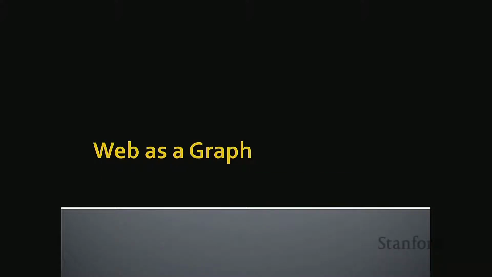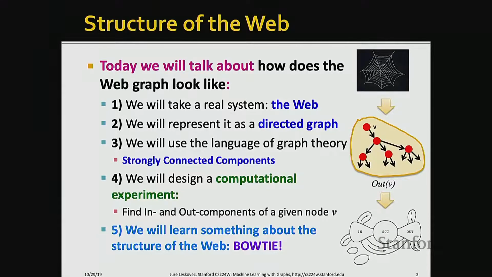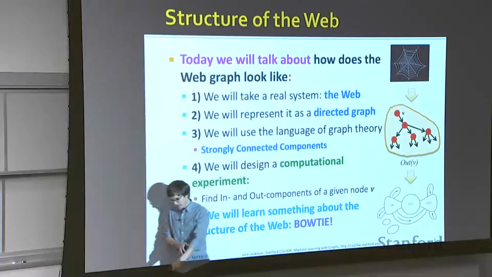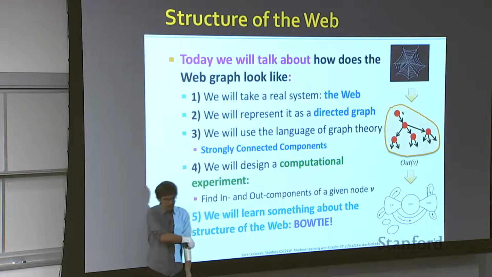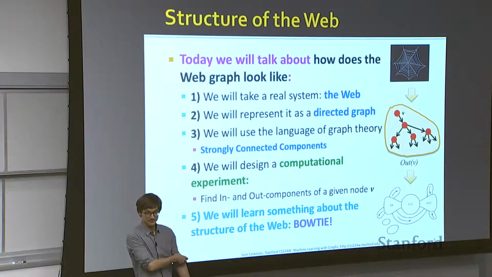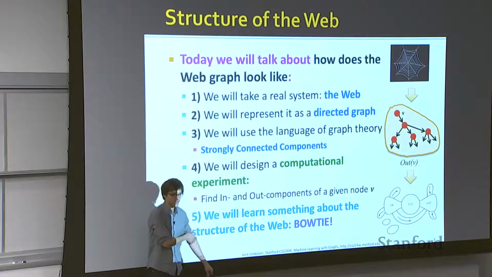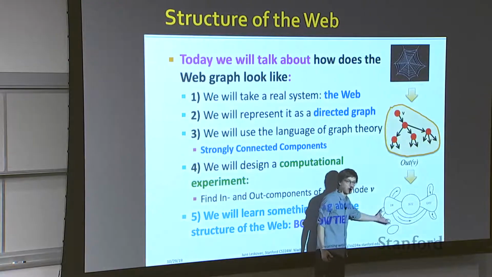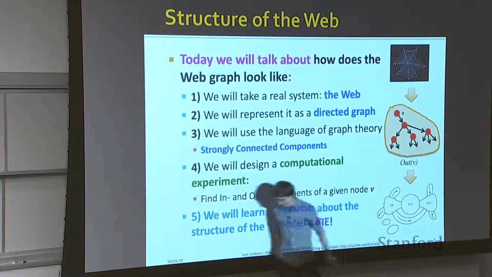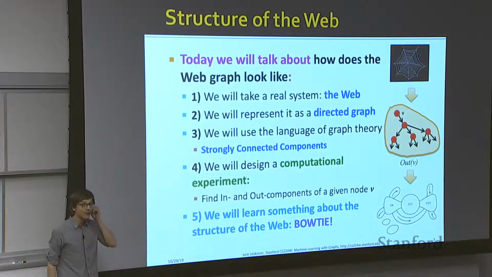Okay, so we will start the following. We'll start looking at the web as a graph. The idea is that we will take a real system, we'll take the web, and we will represent it as a directed graph. And then we will use the language of graph theory in terms of strongly connected components, and we will design a computational experiment to learn something about the structure of the web. That's the idea of what we will do. And we will want to conceptualize how the web looks. And it will have this bow tie structure, like the bow tie you put on your neck. So that's the high-level overview of the lecture today.